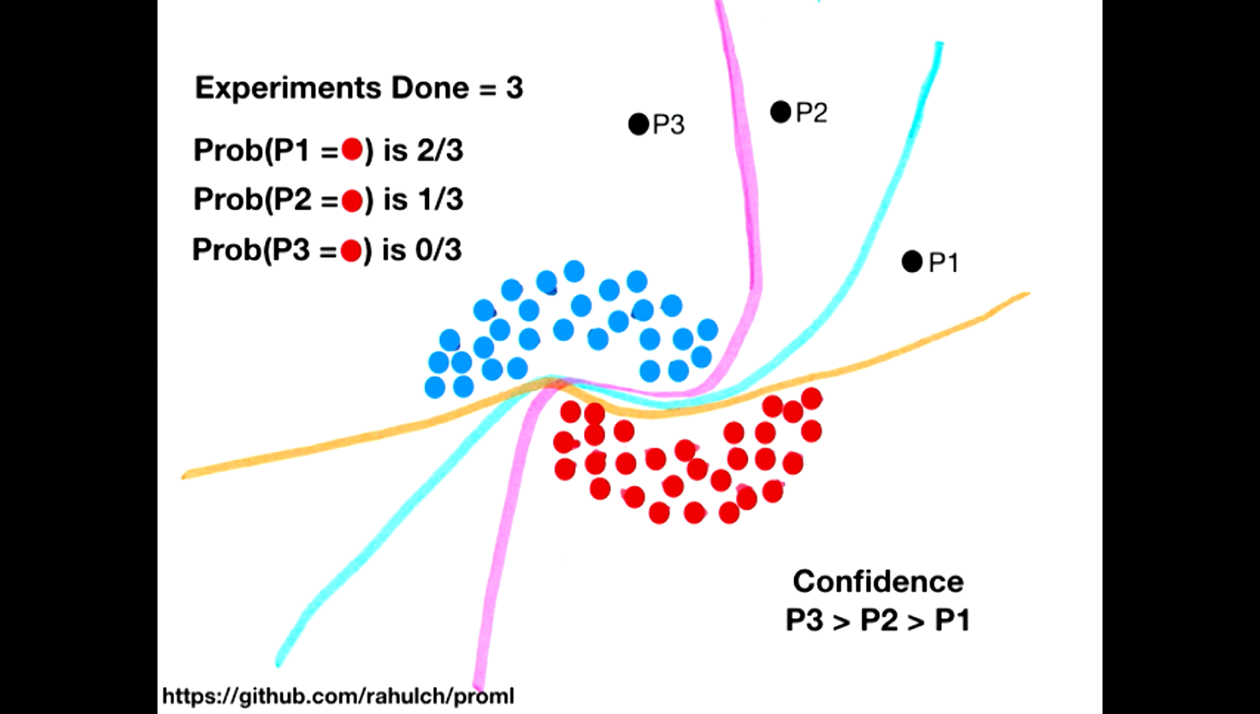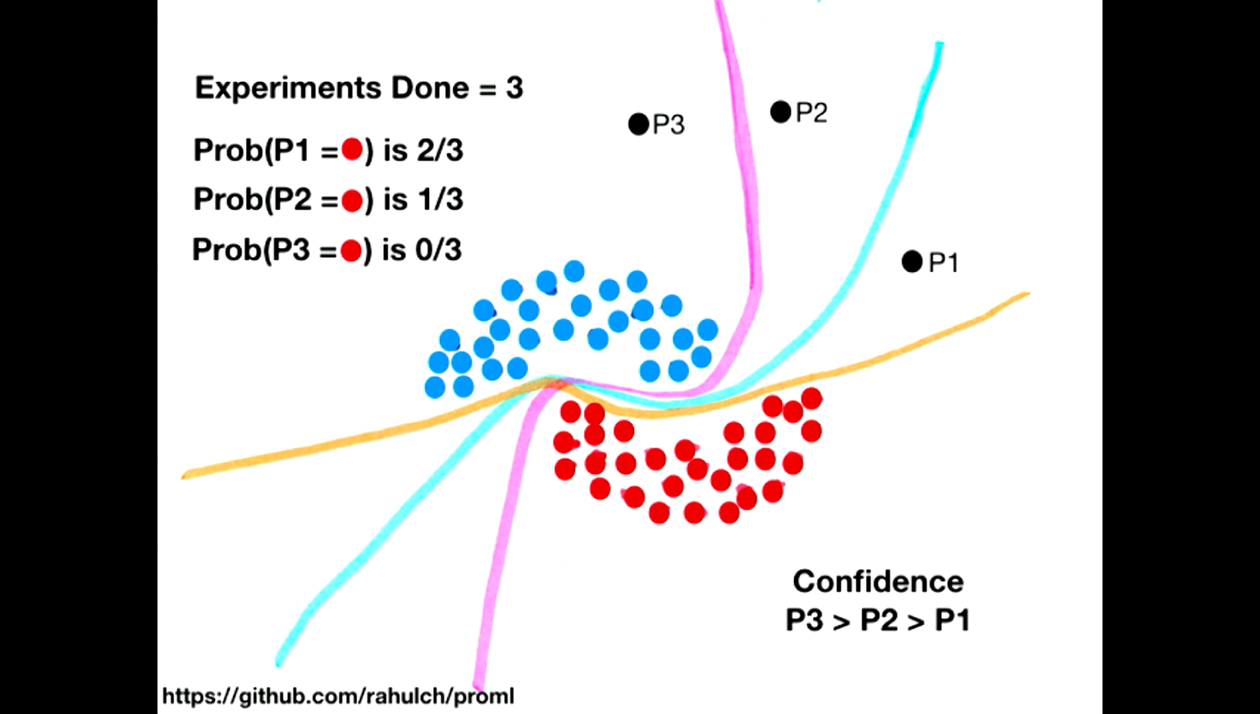Let's say we want to know the confidence of these 3 points. For P1, the probability of P1 being red is 2 out of 3, because there are 3 models here, and 2 of the models say, hey, P1 should be red. So out of 3 models, 2 are saying it's red. That's why the probability of P1 being red is 2 out of 3.